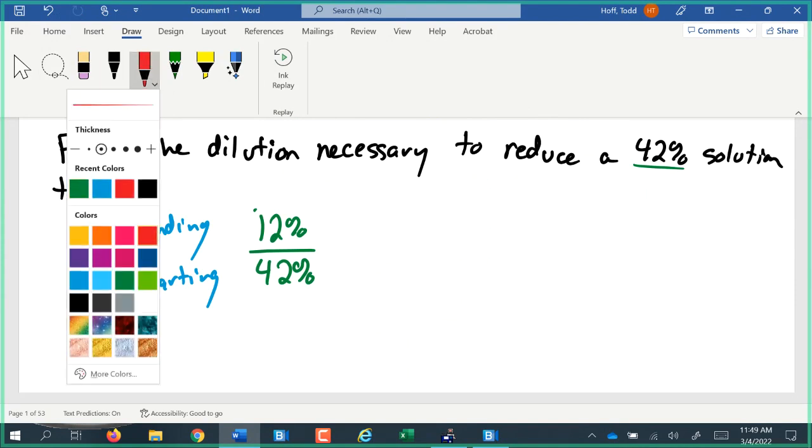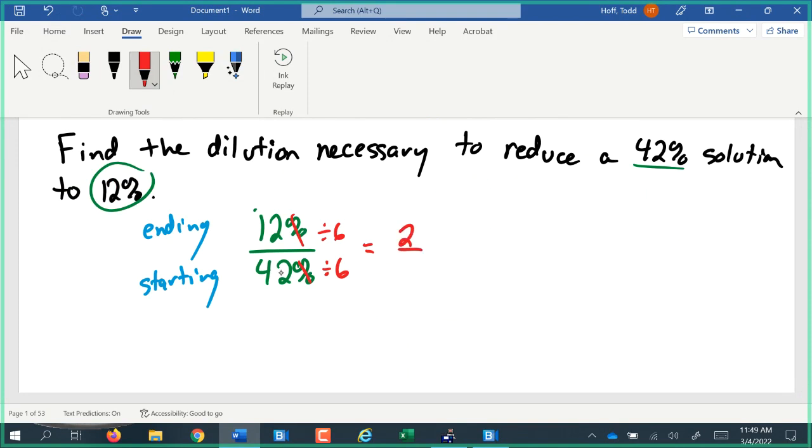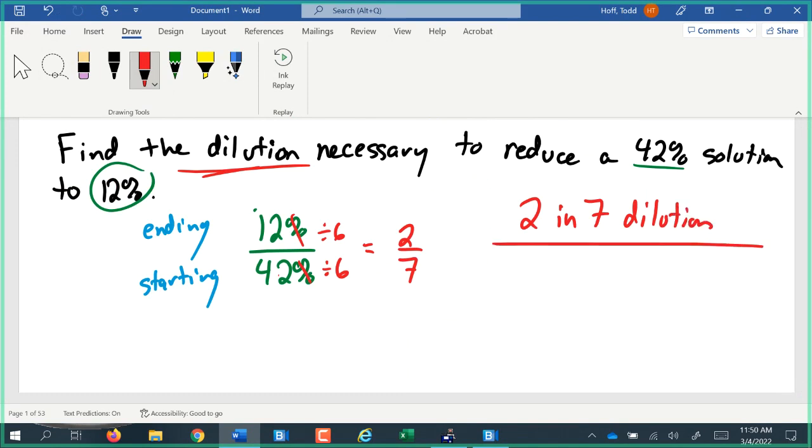So here, the percents cancel out. Both 12 and 42 can be divided by 6. 12 divided by 6 is 2. 42 divided by 6 is 7. So that is saying that this is a 2:7 dilution to reduce that from 42% to 12%.